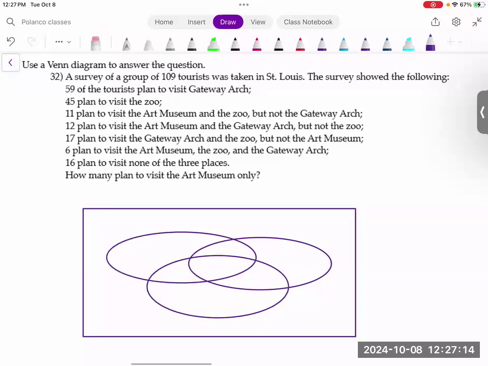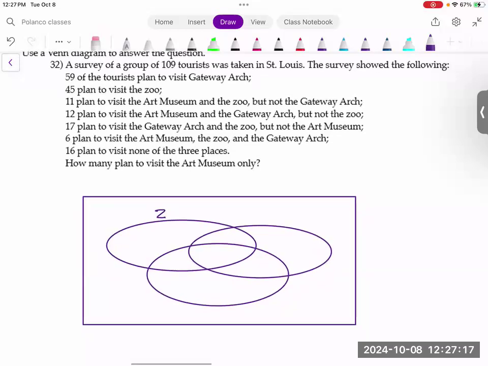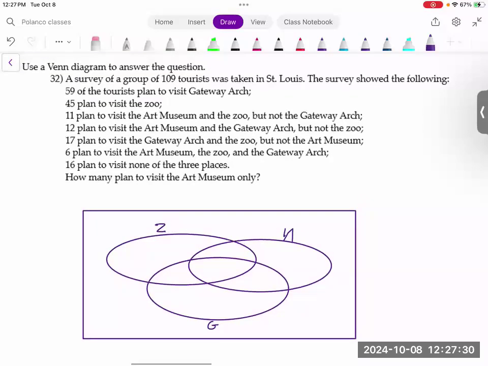The zoo, let's put the zoo here. What else? The art museum, let's put the museum here. And then the gateway arch, right? The gateway over here. We good so far? All right, so obviously we're gonna start from the bottom.